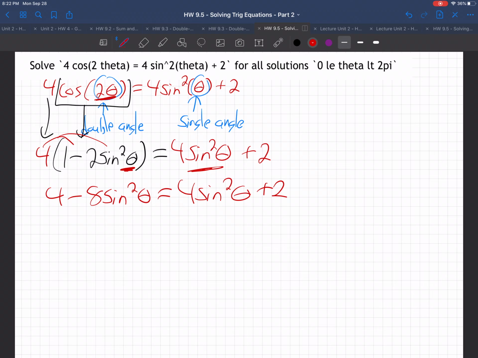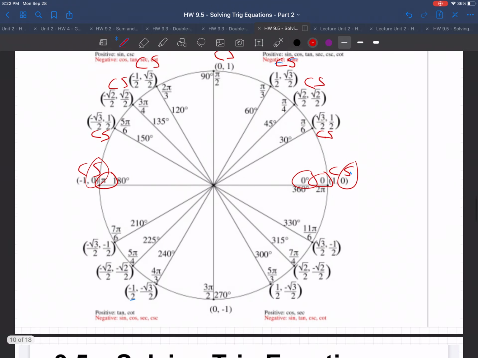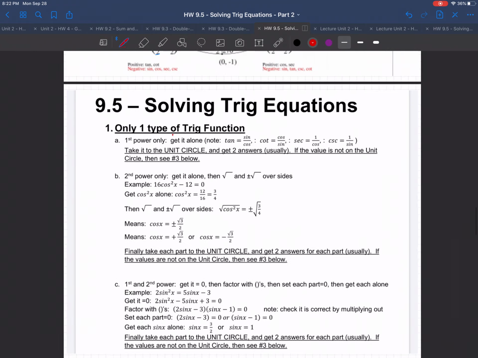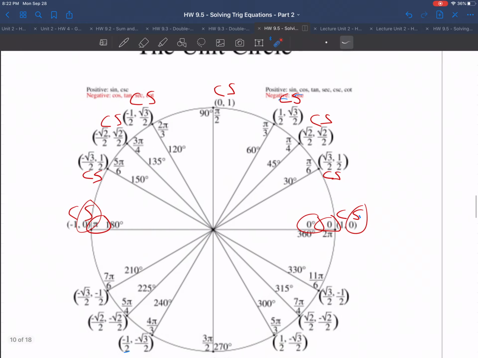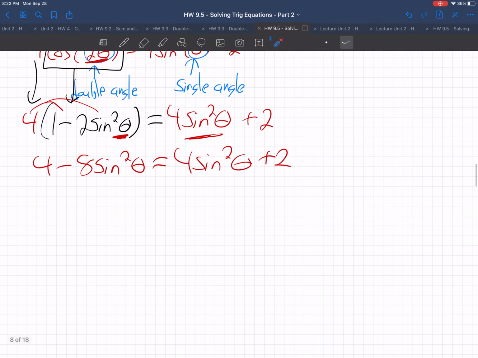Okay, now what in the world should we do? Well, let's go back to our notes. Now we don't have to go to the double angle thing. We just have to look at the beginning of the notes. If you have only one type of trig function, that's what we have. We just have sine everywhere, right? If you have first power only, no, that's not us. If you have second power only, yeah, we have just sine squared, right? Get it alone, then root and plus or minus root over the sides. All right, let's do it.